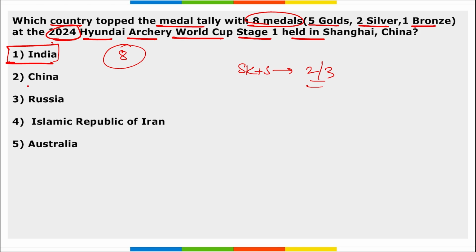Then if we talk about China, remember, India won 8 golds in the Asian Shotgun Championship, and China secured the first position with 13 medals in the Asian Shotgun Championship. Then if we talk about Russia here, remember, we are talking about the Youth World Boxing Cup.